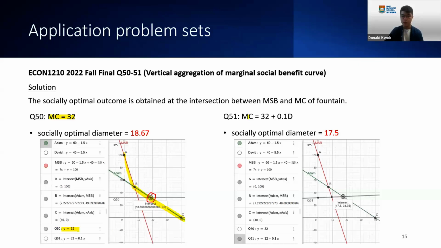How about in question 51, when the marginal cost is 32 plus 0.1D? Nothing special. We just put this expression into GeoGebra and find the intersection with the marginal social benefit curve. After that, we have the socially optimal diameter to be 17.5 here.